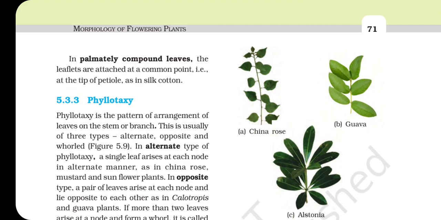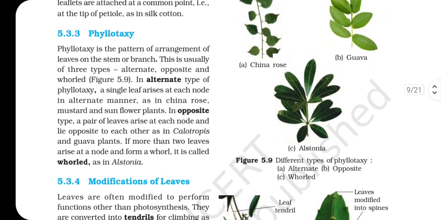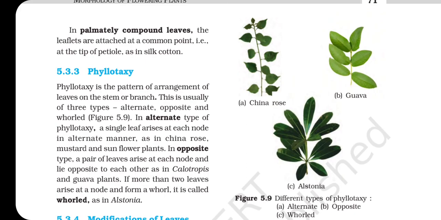In the opposite type, a pair of leaves arises at each node and lies opposite to each other, as in Calotropis and guava plants. If more than two leaves arise at a node and form a whorl, it is called whorled, as in Alstonia.